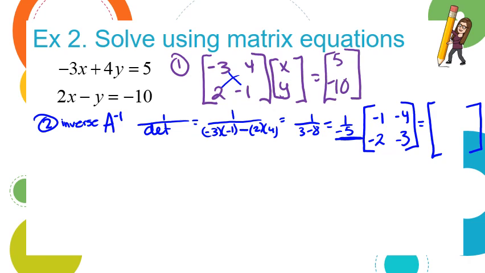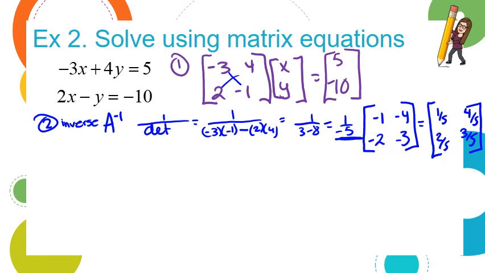-1/5 times -1, hey, that's just 1/5. See, already easy. A negative times a negative is a positive. 4 times a fifth is 4/5. Negative times a negative, positive. 2 times a fifth is 2/5. Negative times a negative is a positive, and we get 3/5. So see, we got fractions, but it was easy to multiply at least.